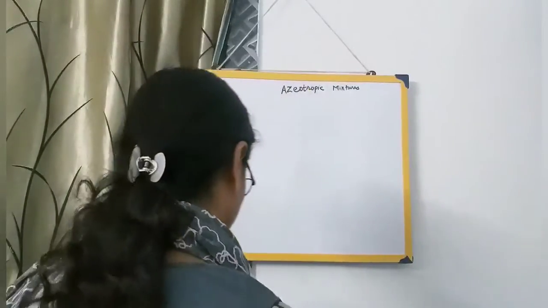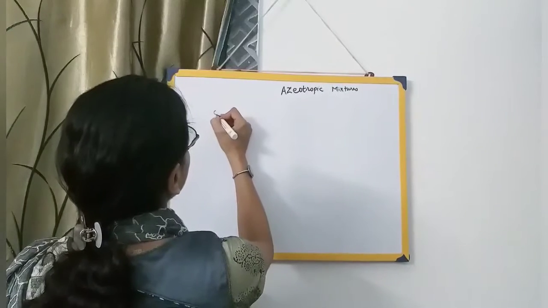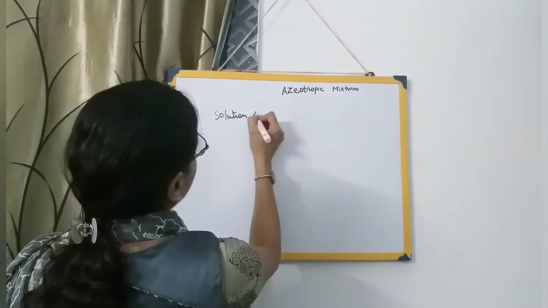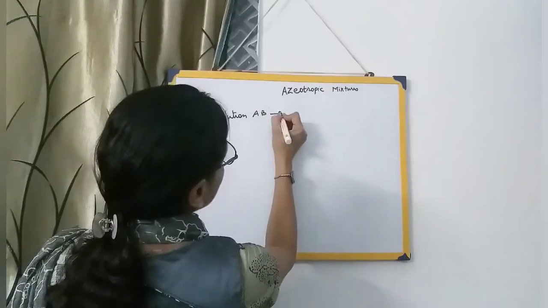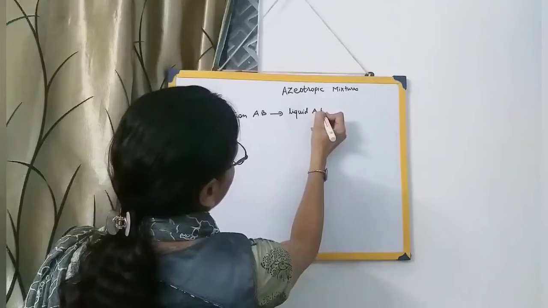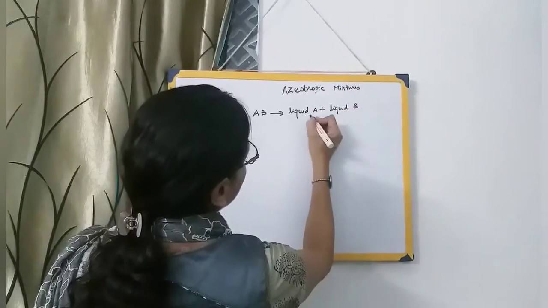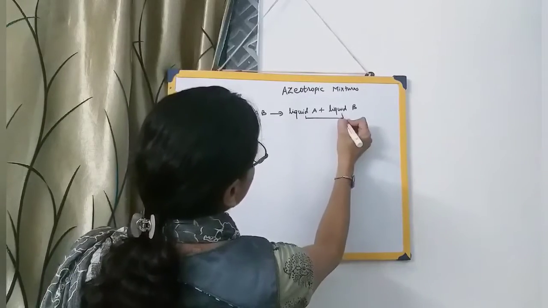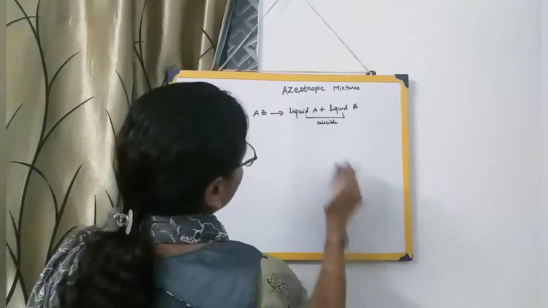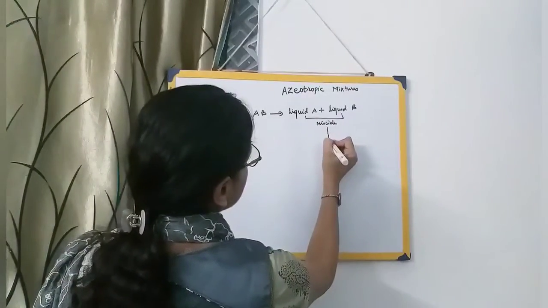Let me give you an example. Suppose you have a solution AB with two liquids, liquid A plus liquid B, and both these liquids are completely miscible into each other, and we want to separate both these liquids. What do we do? We subject it to fractional distillation.